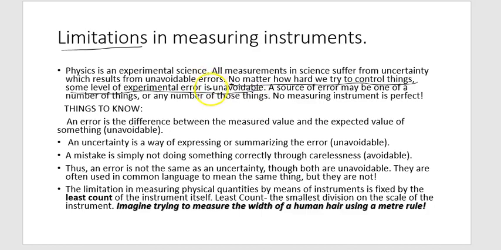No matter how hard we try to control things, some level of experimental error is unavoidable. Okay? And no measuring instrument is perfect. So, no matter how sophisticated the instruments get, and no matter how close to the actual value we get while making those measurements, no measuring instrument can give us 100% accurate result.